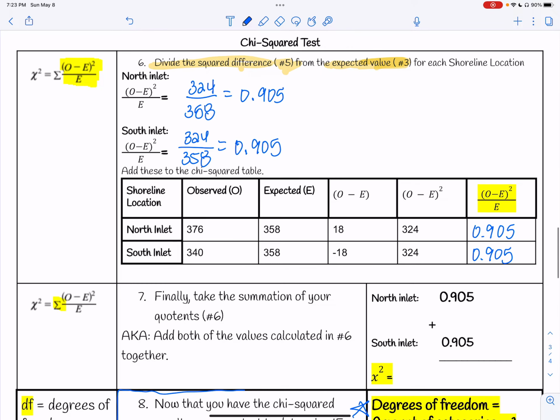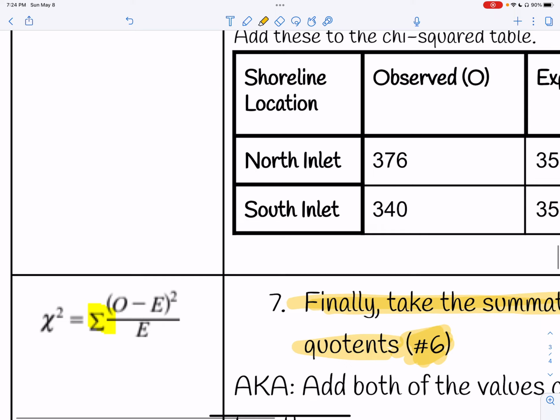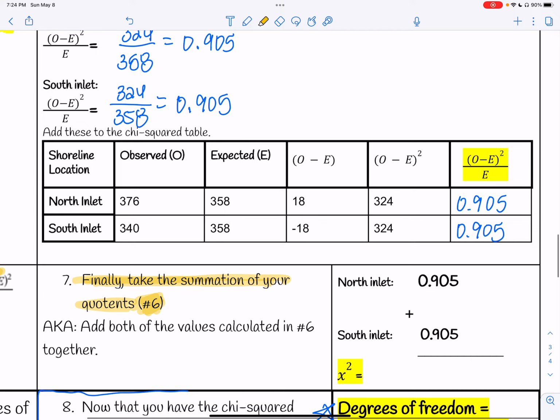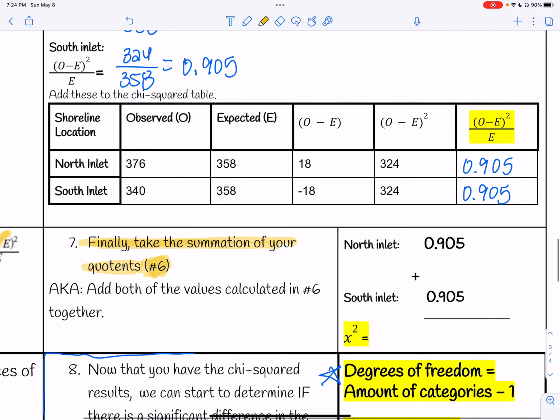Okay, last step then. Finally, we're going to take the summation, the total of your quotients from number 6, what you just divided in number 6. So add both of the values that were calculated in 6 together, their summation. So this part we already did, and now we're just going to add them. Okay, so north inlet, 0.905, the south inlet, 0.905. All right, and you're going to get 1.810.